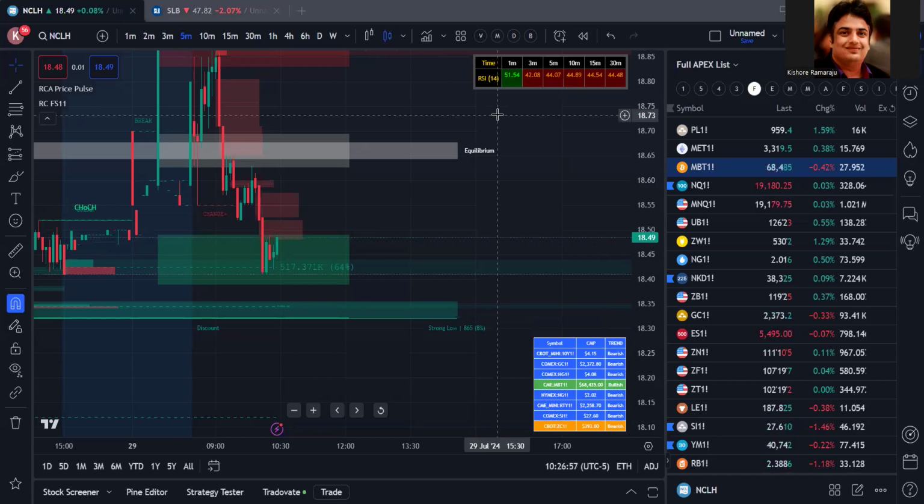Wait, I'm waiting for the scanner to show the options. Once the scanner shows any options, we can go long or short. It is also showing Lucid.